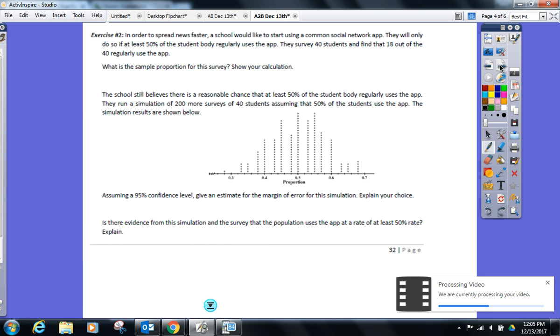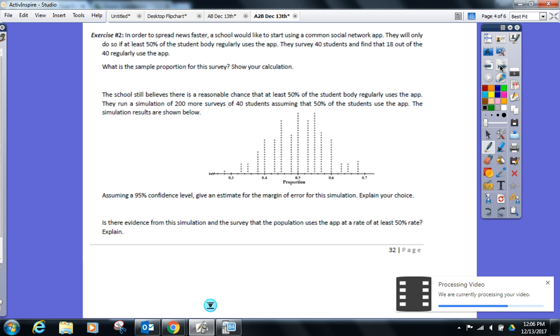Go ahead and read through the new social network app that we're trying to produce. They're only going to start this app if at least 50% of the student body are going to use it. Here we go. What's the sample proportion for this survey?